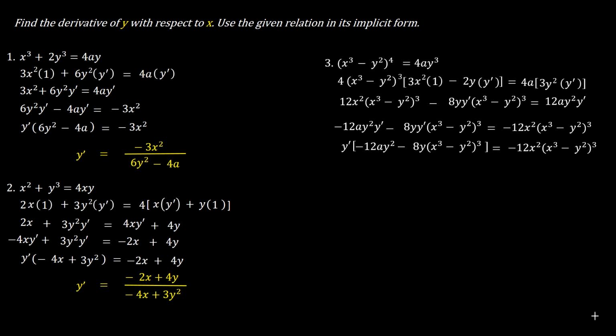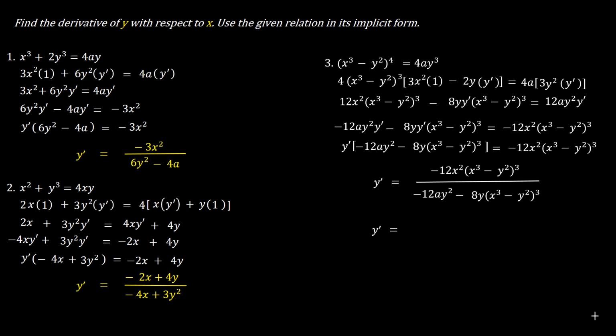Next, divide the entire equation by the coefficient of y prime. Therefore, y prime, or the derivative of y with respect to x, is equal to, just copy, negative 12x squared times x cubed minus y squared raised to the third power divided by the coefficient of y prime, which is negative 12ay squared minus 8y times x cubed minus y squared raised to the third power.